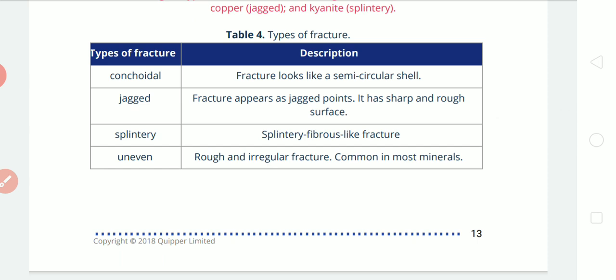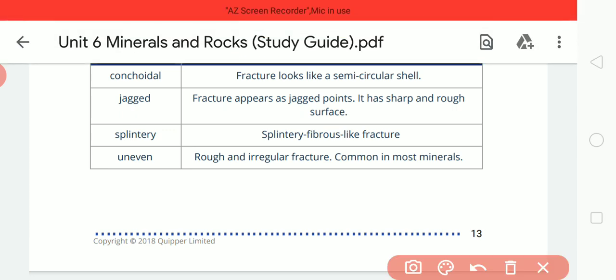For the uneven fracture, it has rough and irregular fracture. Tapos, common daw siya in most minerals. So, bali, kining conchoidal, jagged, and splintery, dili kay ni siya makita na to sa minerals. Because the most common type of fracture na to makita in most minerals are actually uneven one or uneven type of fracture.